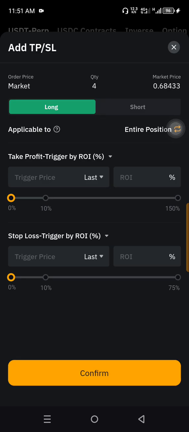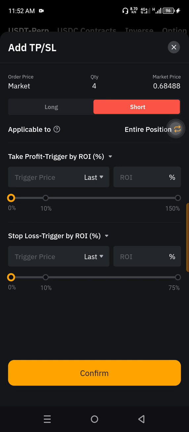Remember that we are using two things, long and short. According to the signal that was giving us, we can use long. That is buy. Do you understand? So we can see this is short.